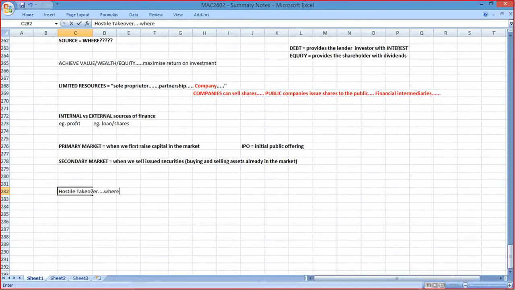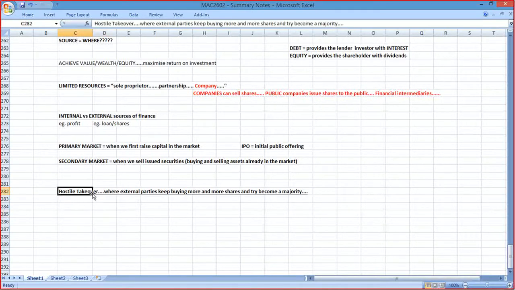Yes, where outside external parties keep buying more and more shares and try to become a majority shareholder. It's not impossible to do that, if you can find enough people willing to sell their shares, and you might have to pay them a premium for it.